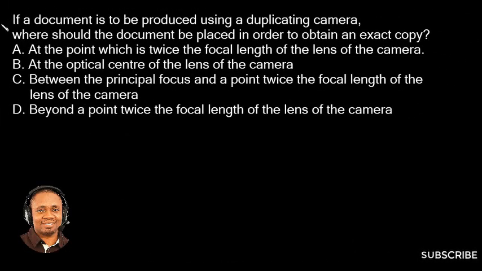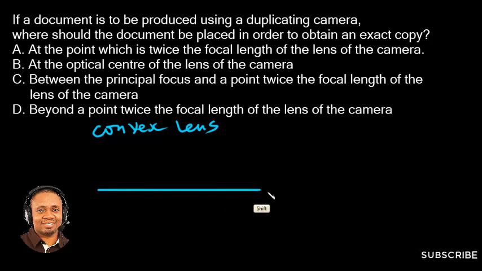This is question 37, JAMB Physics 2018, and the question goes thus. If a document is to be produced using a duplicating camera, where should the document be placed in order to obtain an exact copy? Okay, the lens of a camera is a convex lens. So we're going to make use of a quick diagram that would help us to illustrate this.